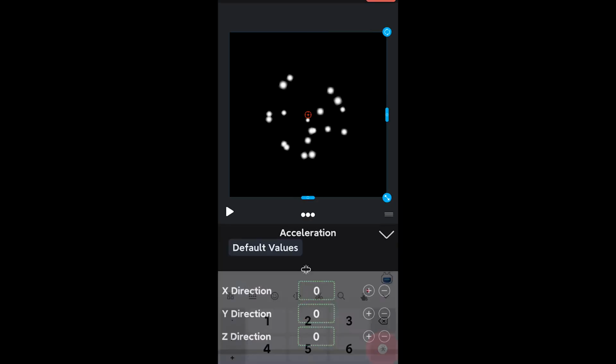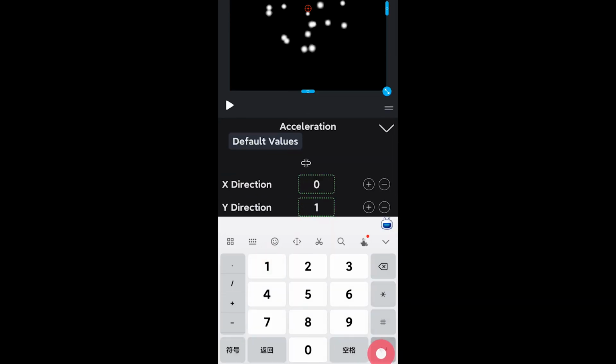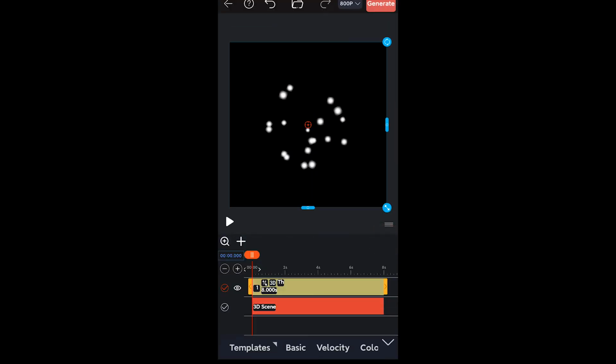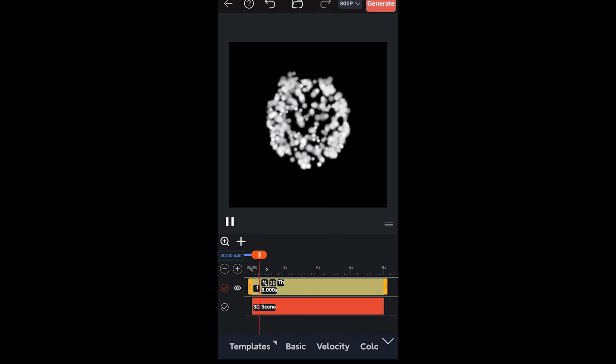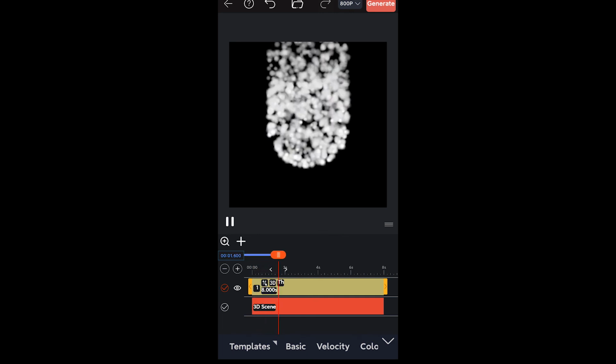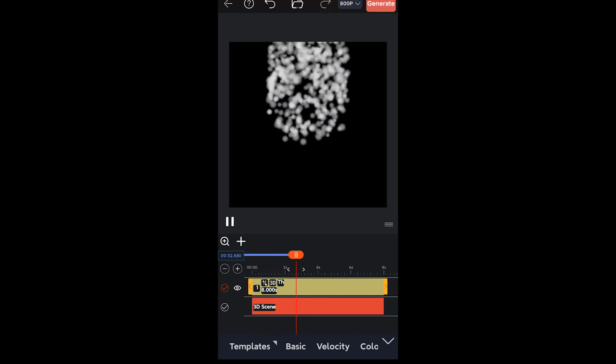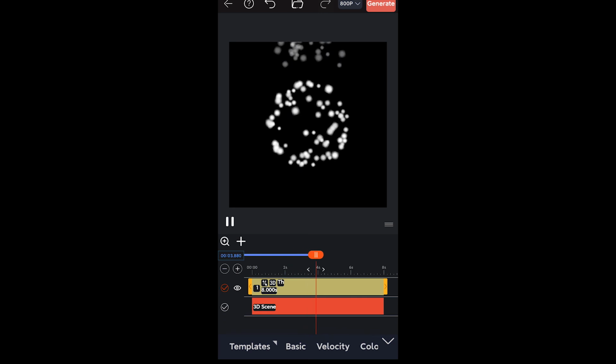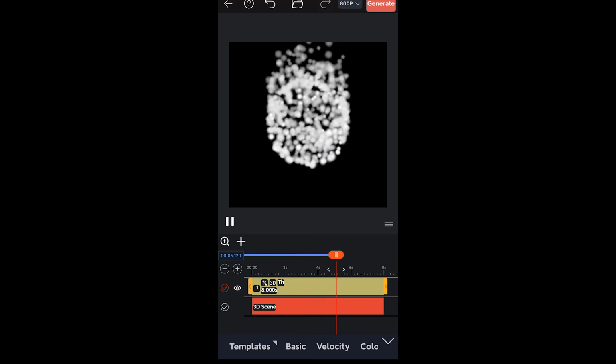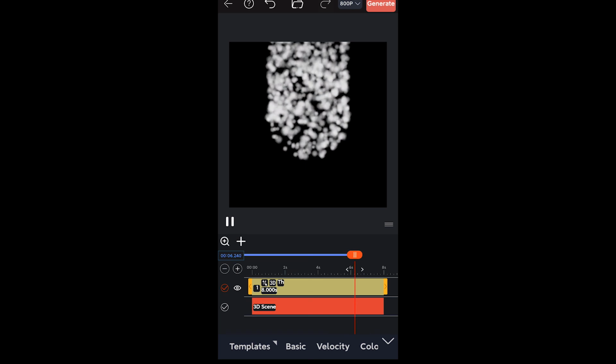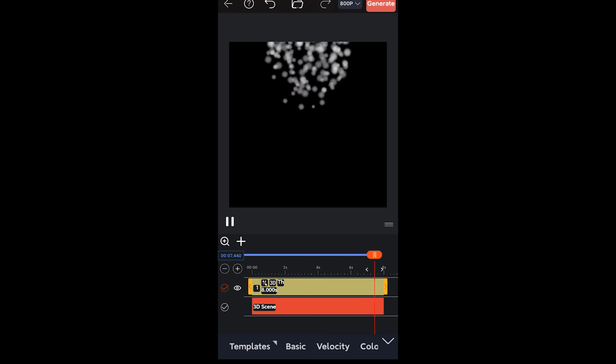For example, here I set the y-axis from 0 to 1. In the preview you can see that the particles are not all moving at the beginning, but randomly at the beginning. The y-axis moves between 0 and 1, of course. The overall general direction is the direction of the y-axis.